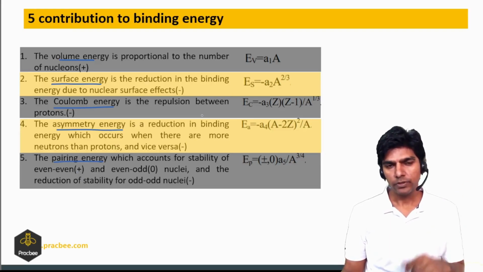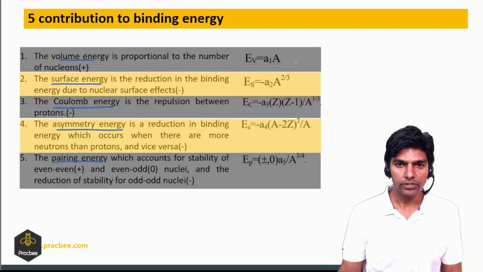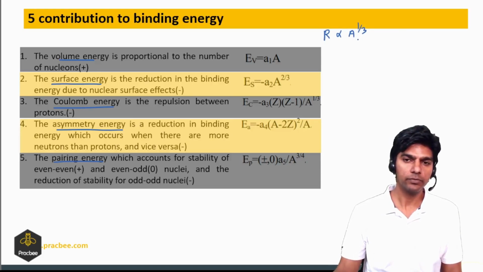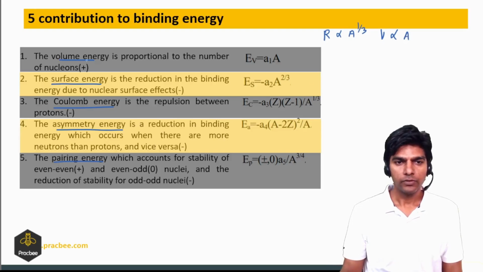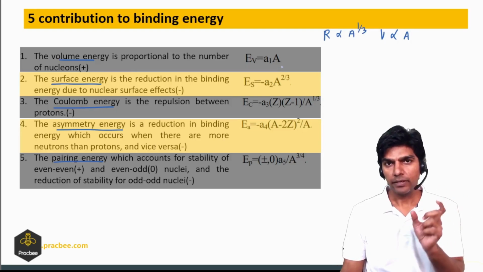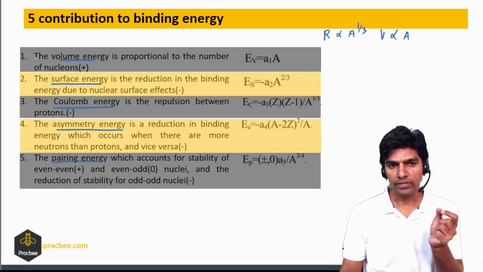So what you have to remember, that volume energy will try to increase the binding energy and it will be proportional to the volume. And we know that radius of the nucleus is proportional to A raised to power 1 by 3, where A is the mass number. So the volume will be proportional to A. So that's why the volume energy will be proportional to A. So the binding energy has 5 terms, and each term corresponds to these energies, right? So we have volume, surface, Coulomb, asymmetry, and pairing energy.